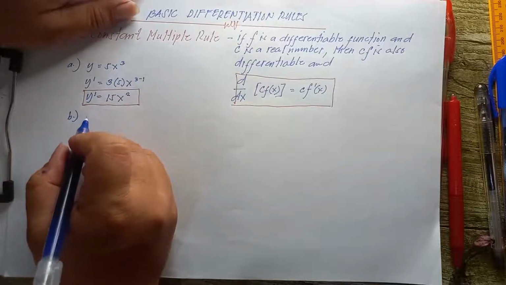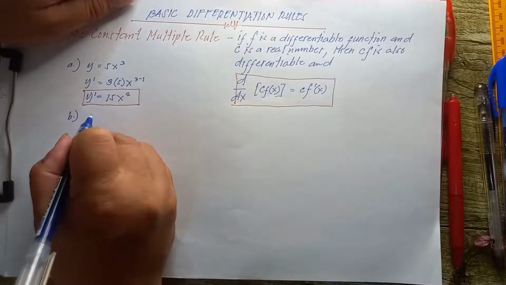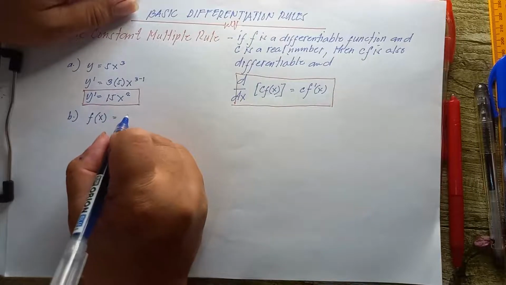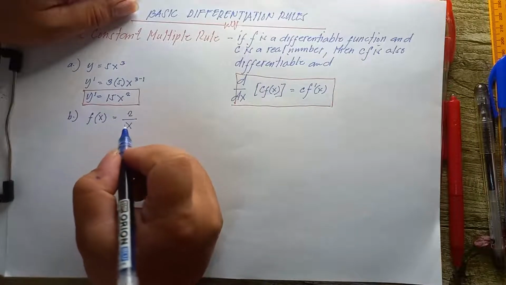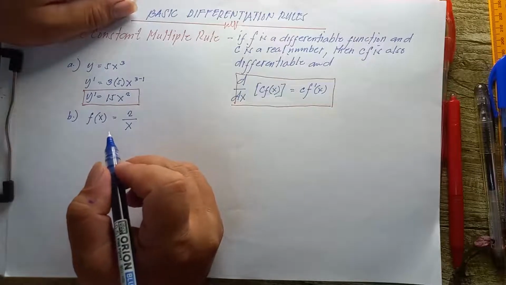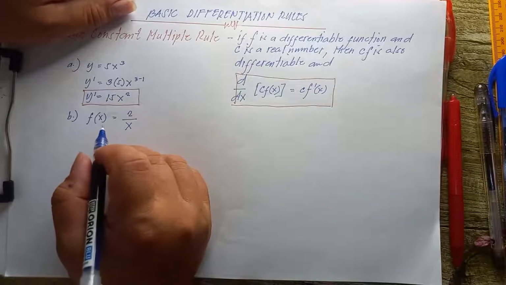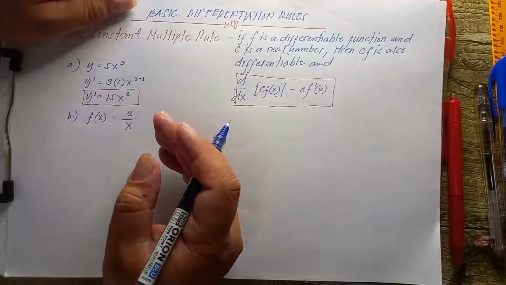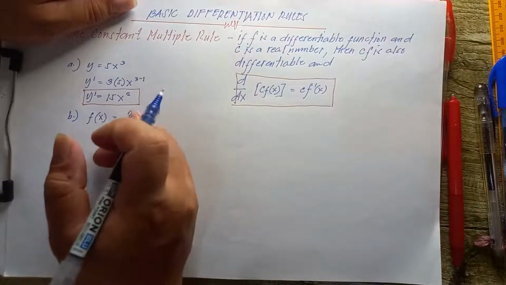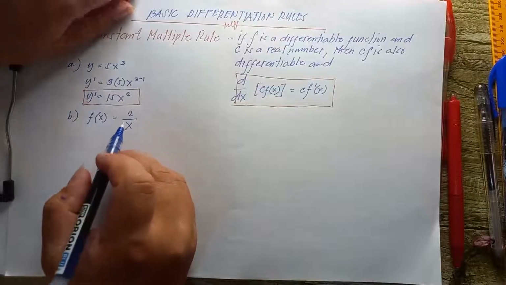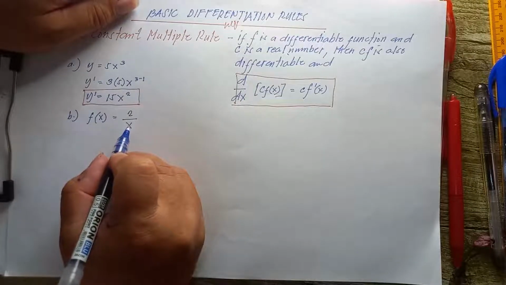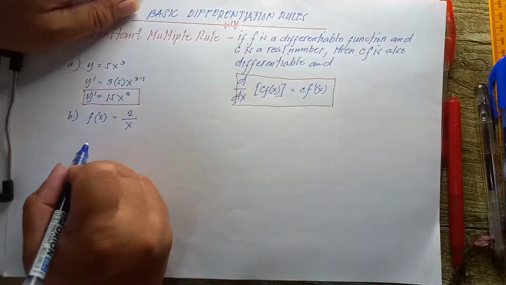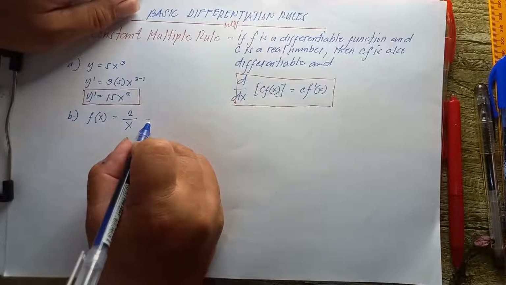In our letter B, we have f of x is equal to 2 over x. So how do we do this one? Again, to do the problem, convert it in such a way that you will not be having a rational function, so that this must be a whole number. Notice that your x is the denominator and has an exponent of 1. So if we're going to get the derivative, I will first convert it.